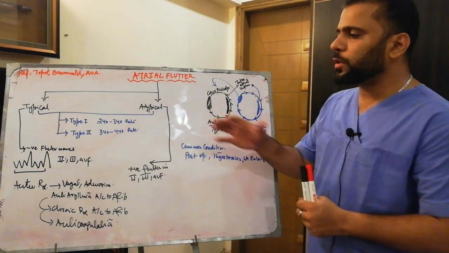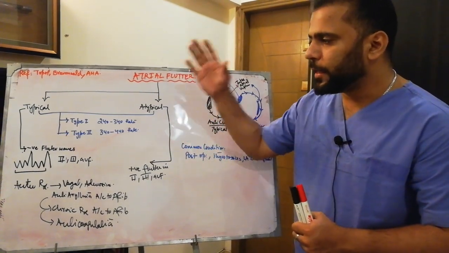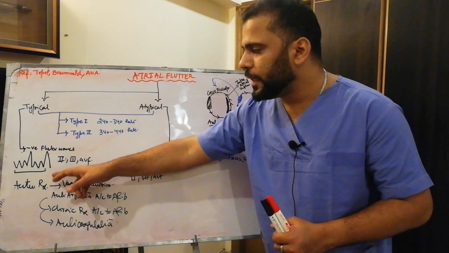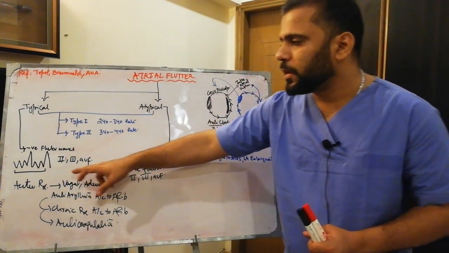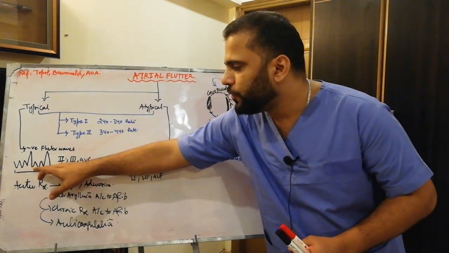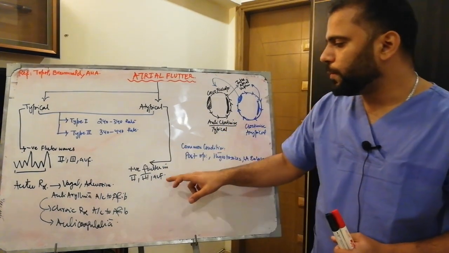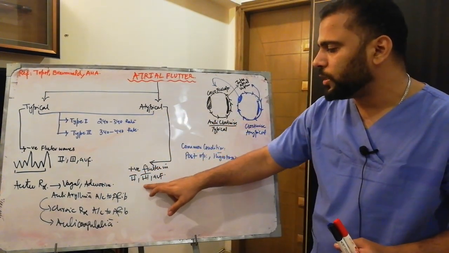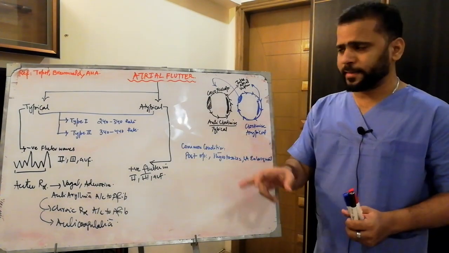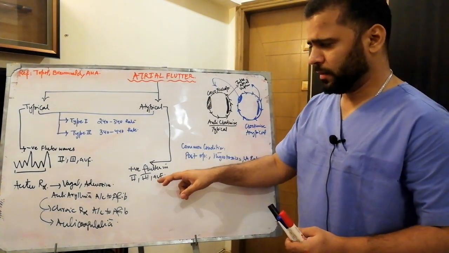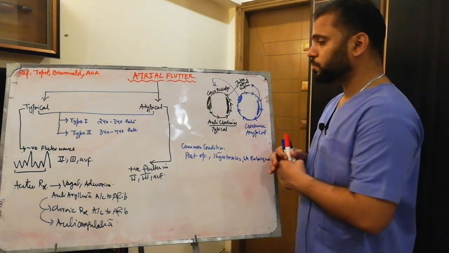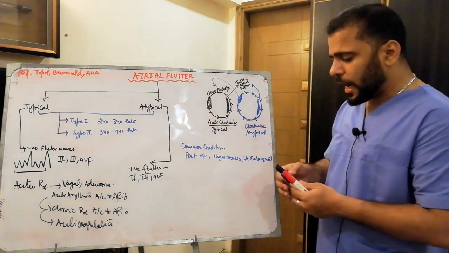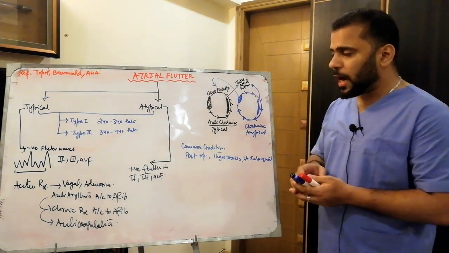So on ECGs, in typical flutter you will get the negative flutter waves, like these negative flutter waves in leads 2, 3, and aVF. But in atypical flutter you will get positive flutter waves in 2, 3, aVF, the inferior leads.